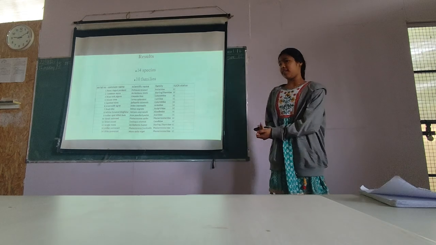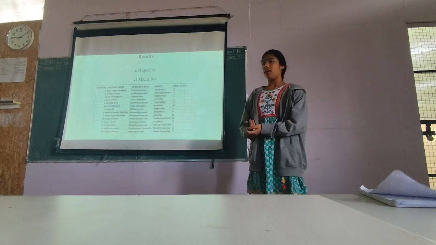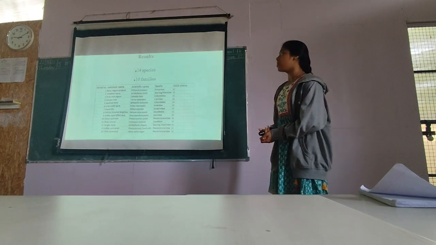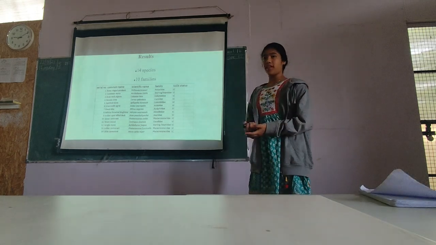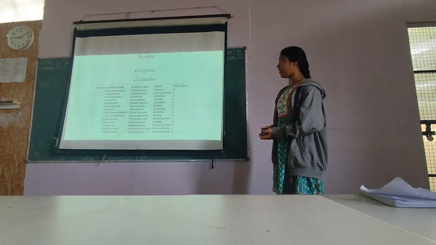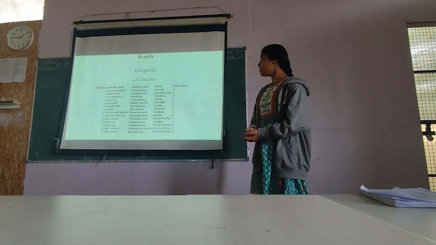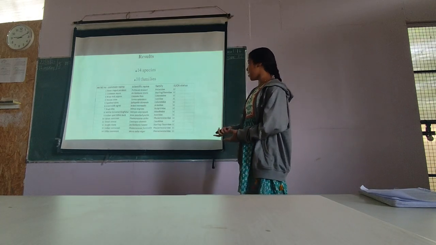So these were my results. In Lalbagh there are up to 41 species of birds, but since I had limited time, I could only find 14 species near the lake that I researched, and then families, and the IUCN status.